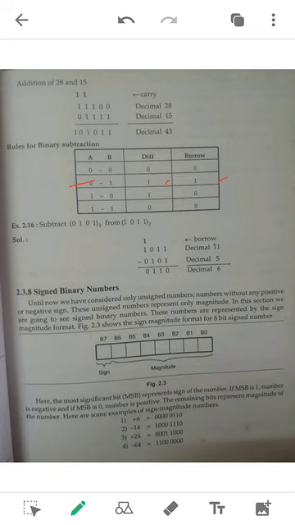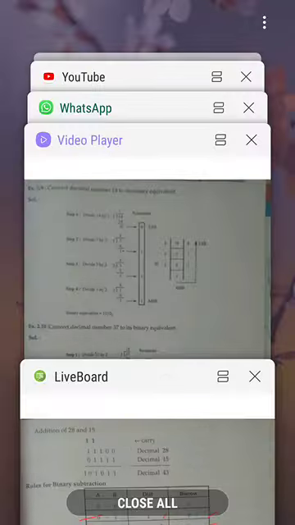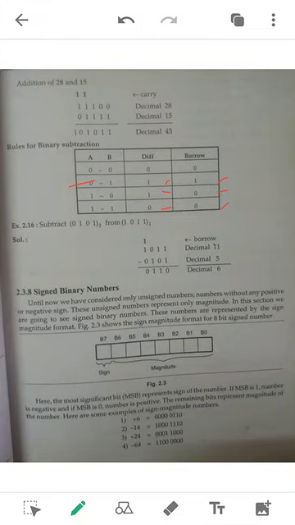Third step, A is 1, B is 0, so 1 minus 0, the difference you are getting is 1 and the borrow is 0. A is 1, B is 1, we want to subtract 1 minus 1, you get the difference 0 and borrow 0. This table you have to remember. The table is for the binary subtraction. For binary subtraction, you have to refer to this table. Okay. Next, let us see the example.